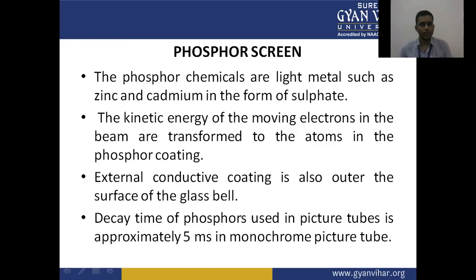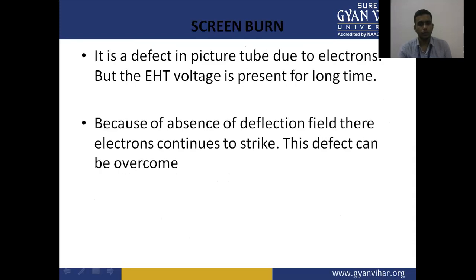The decay time of the phosphor used in the picture tube is approximately 5 milliseconds in the monochrome picture tube. Screen burn. It is a defect in the picture tube due to the electrons, when the EHT voltage is present for a long time. Because of the absence of the deflection field, the electrons continue to strike the same spot. This defect can be overcome.